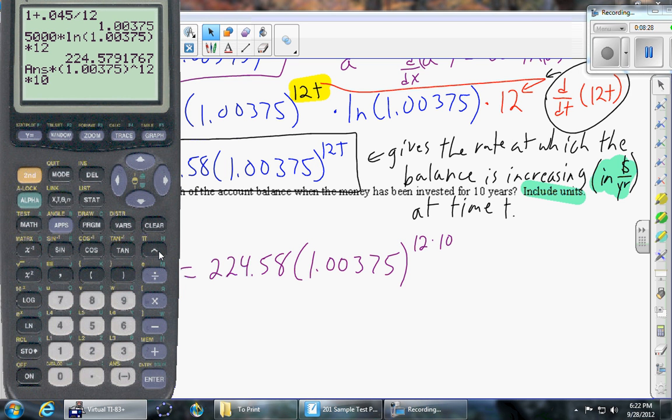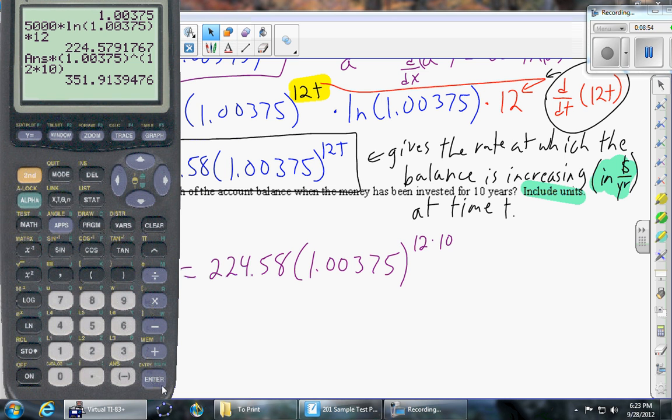Now I made a mistake here, and I'm hoping that you guys don't make that mistake. It's written 12 times 10. I typed it as 12 times 10. The problem is we need to put parentheses around the 12 times 10. We wrote it up there. That's how we knew it was a power, but the calculator doesn't know that. So you got to be really careful. Maybe better than getting into this mess of worrying about parentheses is to just type in a 120 instead of typing in 12 times 10. Either way, we should have our answer here, 351.91.